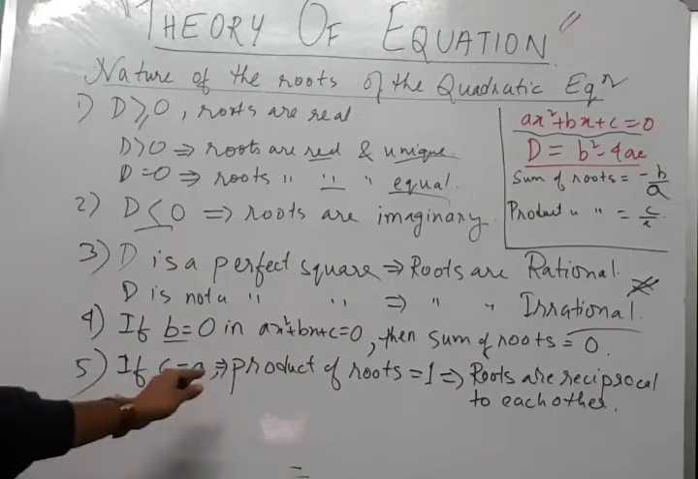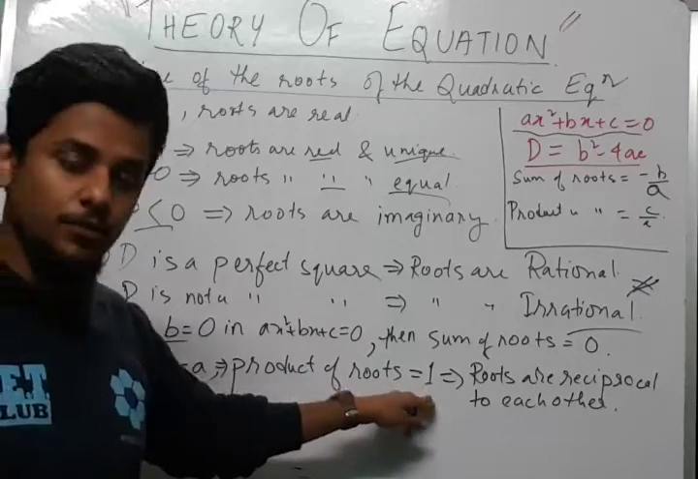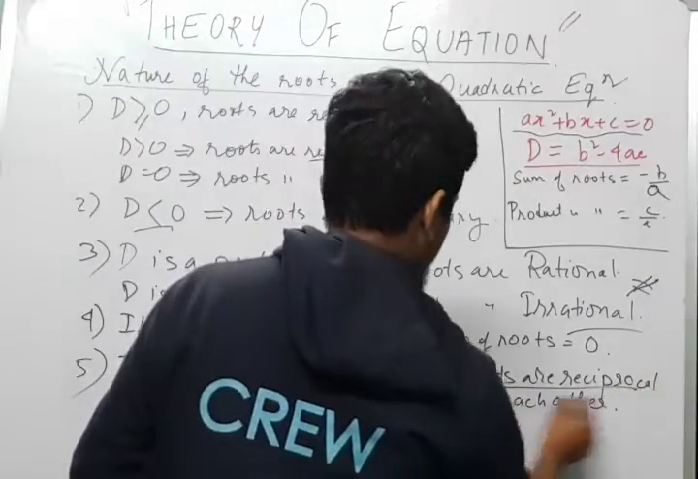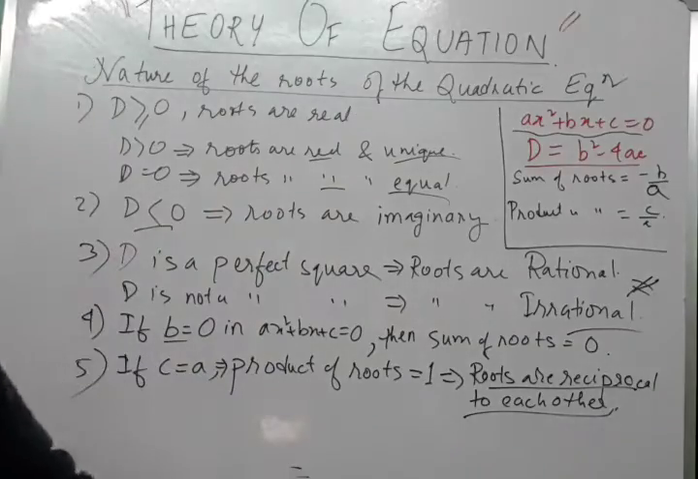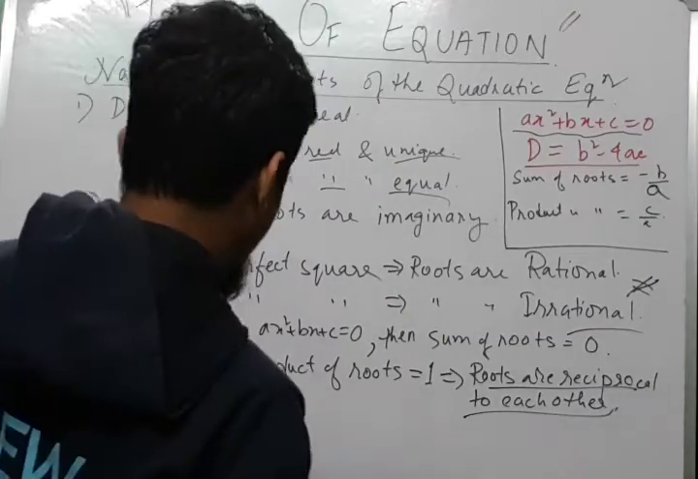So if c is equal to a, then the product of the roots is equal to 1, and that will imply that the roots are reciprocal to each other. So fairly easy concept. I hope you have already been able to grasp it fairly well.